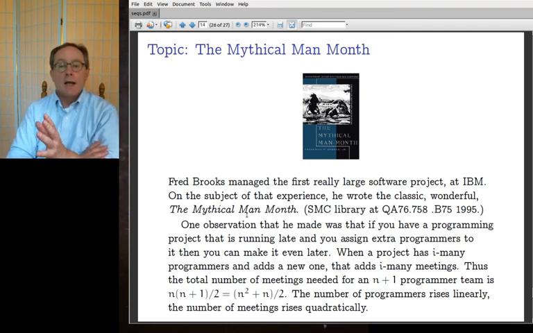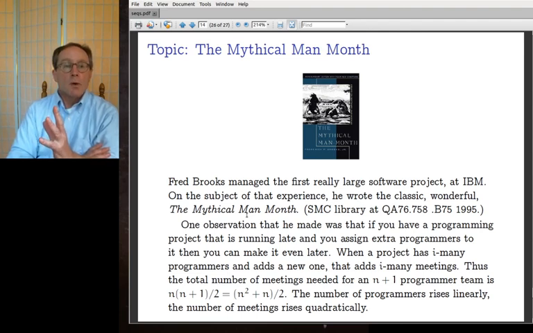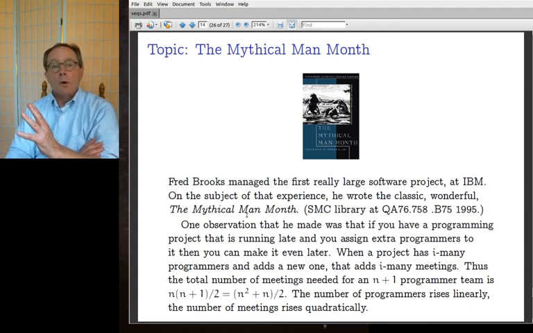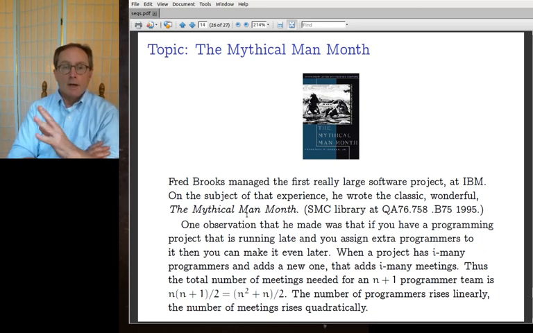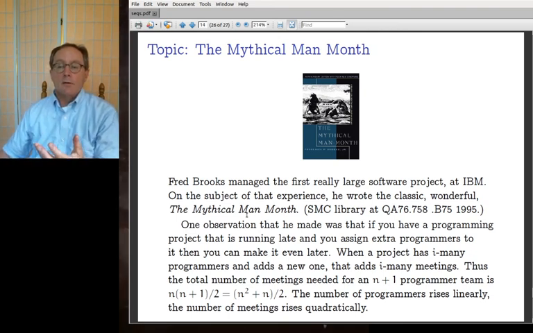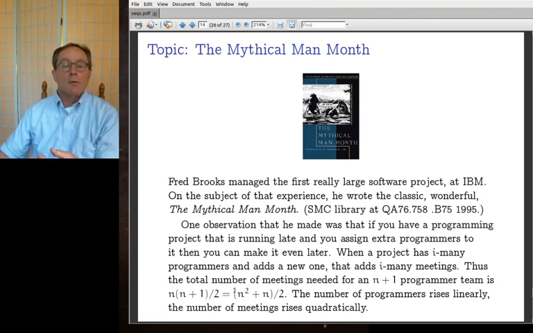One observation that he made is that if you have a programming project that's running late and you assign extra programmers to it, you can make it run even later. When a project has i many programmers and you add a new one, that adds i many coordination requirements. The new programmer has to coordinate with all the old programmers. That's right. You've got to make sure that the interface for your functions is all the same. That all makes sense. Of course it does. So the total number of meetings needed for an n programmer team is n times (n plus 1) over 2. N squared, that is to say the number of meetings needed rises with the square of the number of programmers. The number of coordinations necessary rises with the square of the number of programmers.